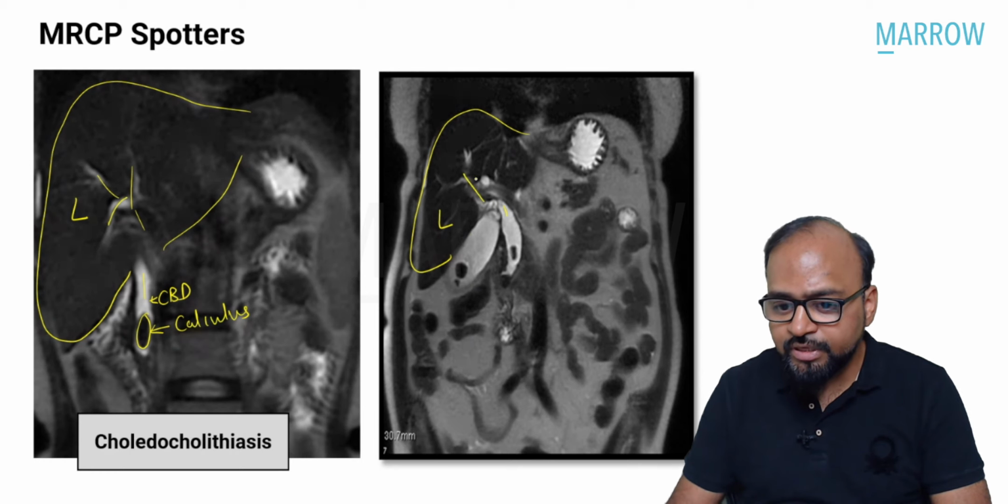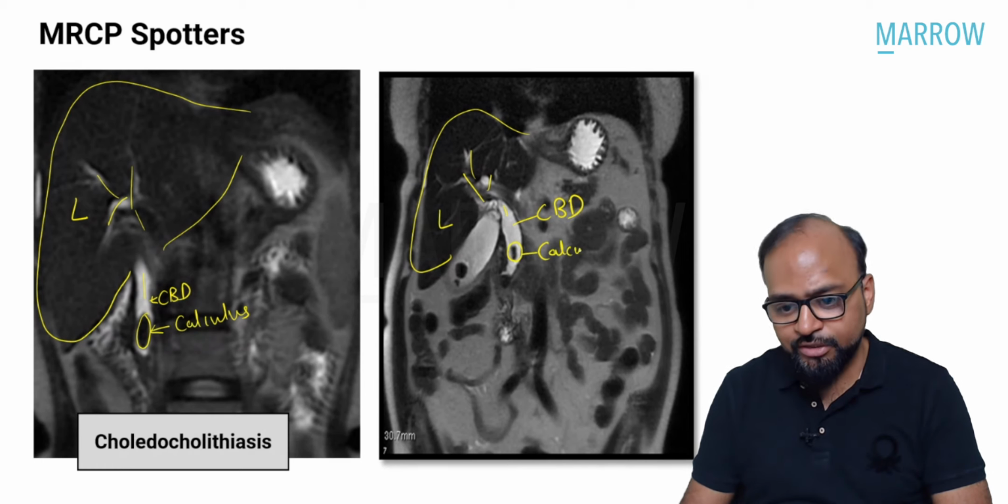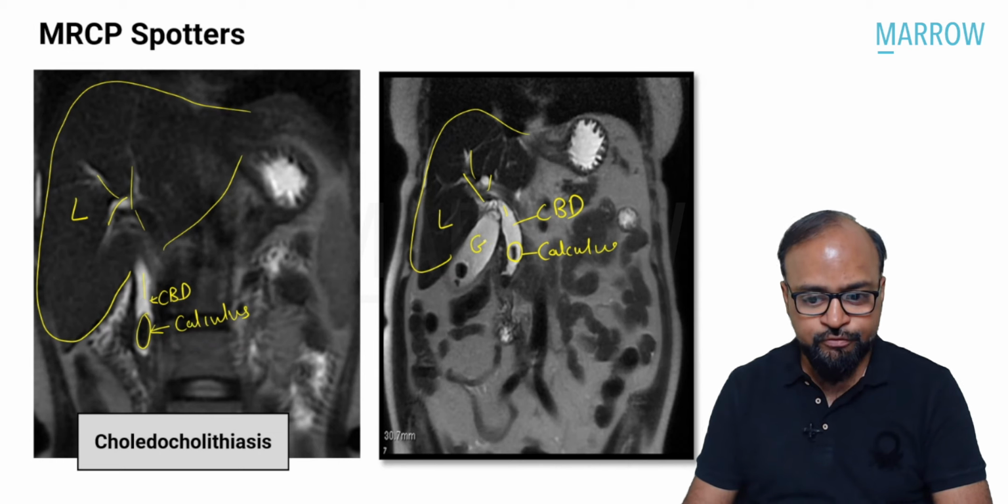This is the biliary tree. This is the CBD. Can you see a filling defect within the CBD? Yes. So what is this? This is a calculus. But watch carefully.